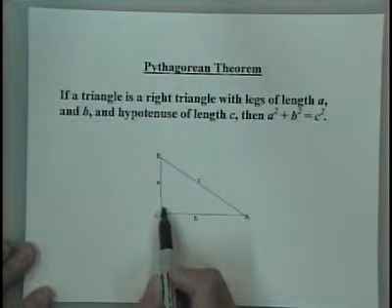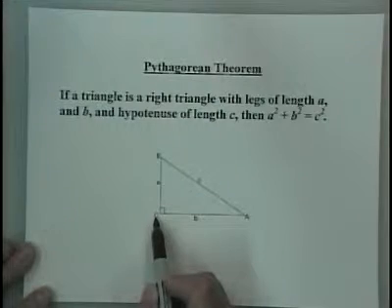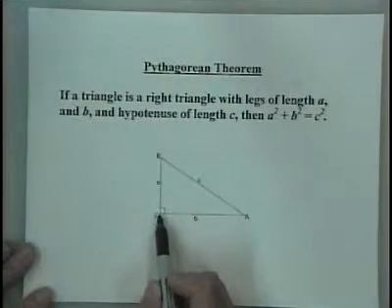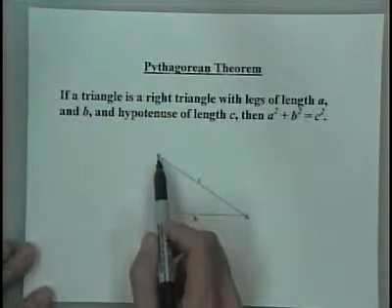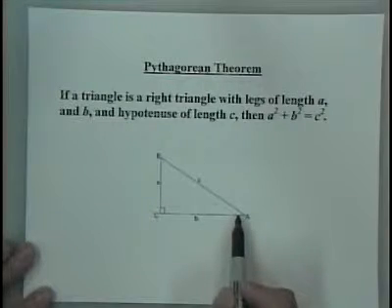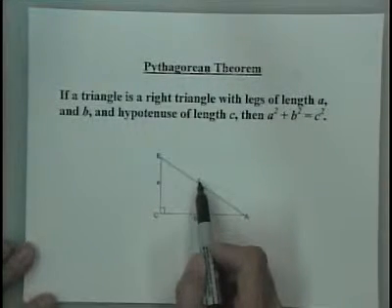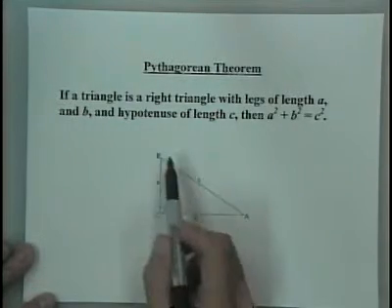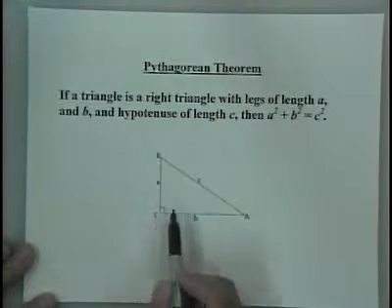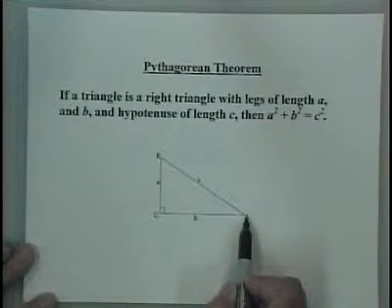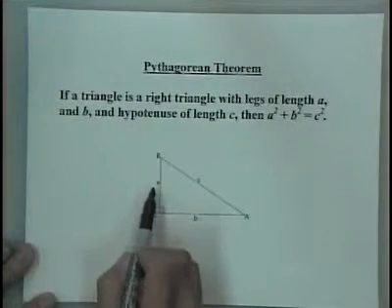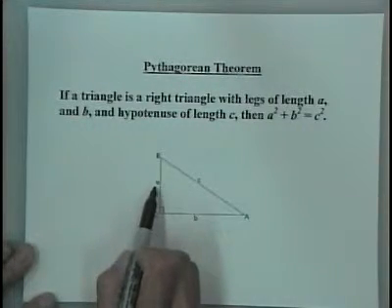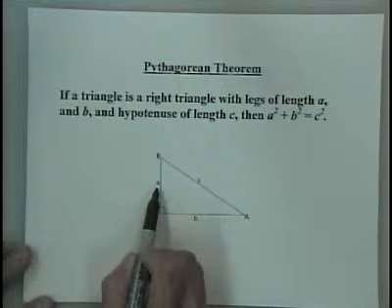This is a right triangle in that there is a right angle at angle C. That's what this symbol indicates. The legs have length A and B, and the hypotenuse has length C. This labeling convention is used throughout the book. Capital letters are for the angles. The side opposite that angle has the same letter but in lowercase.